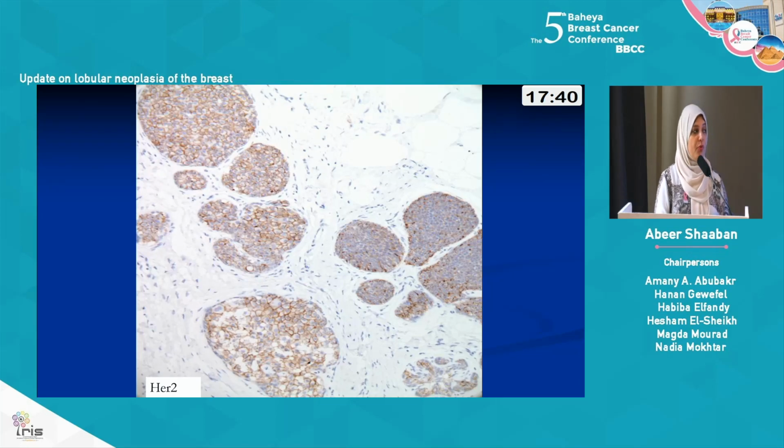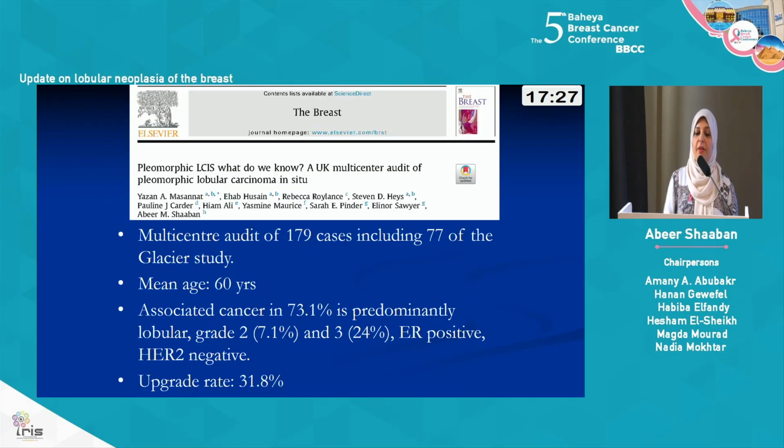And this is an example of HER2 immunohistochemistry. Classic LCIS is almost negative, and the PLCIS is positive. So I do use these as well in difficult cases. This is one of our studies of pleomorphic LCIS, which is a large UK multi-center audit of PLCIS. We collected 179 cases. The mean age at diagnosis was 60, which is slightly older than DCIS, or more similar to DCIS and older than classic LCIS.